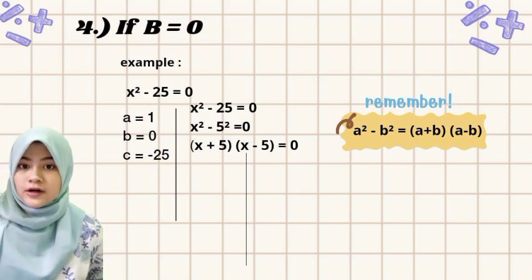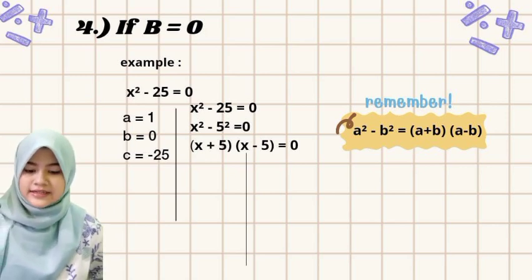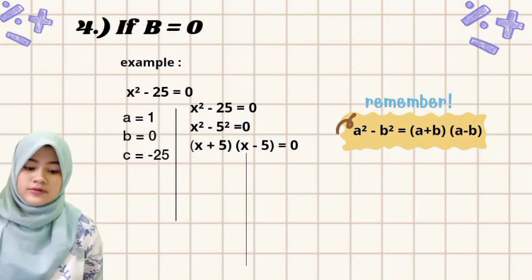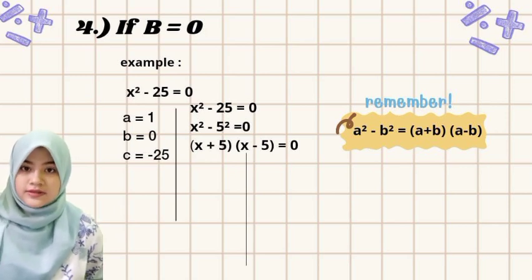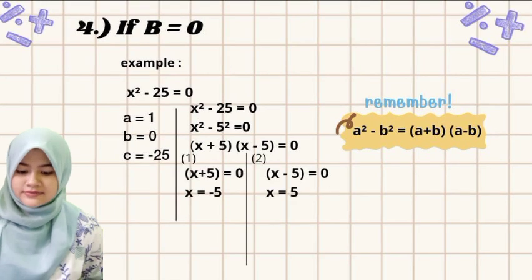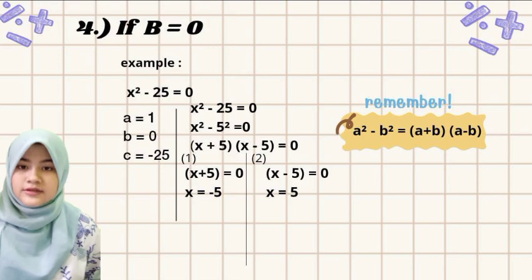Remember, a to the power of 2 minus b to the power of 2 is the same as (a plus b) times (a minus b). So, this quadratic equation becomes x to the power of 2 minus 5 to the power of 2 equals 0. (x plus 5) times (x minus 5) equals 0. So, we find 2 values of x here. The first is x plus 5 equals 0, x equals minus 5, and the second is x minus 5 equals 0, x equals 5.